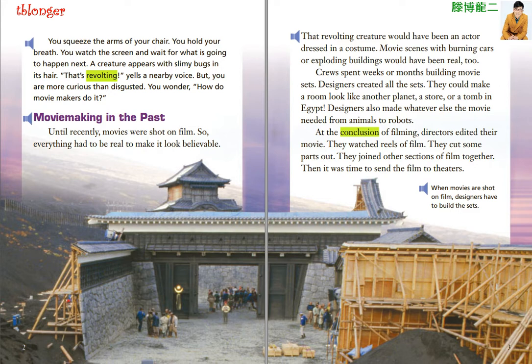Designers created all the sets. They could make a room look like another planet, a store, or a tomb in Egypt. Designers also made whatever else the movie needed, from animals to robots. At the conclusion of filming, directors edited their movie. They watched reels of film. They cut some parts out. They joined other sections of film together. Then it was time to send the film to theaters.